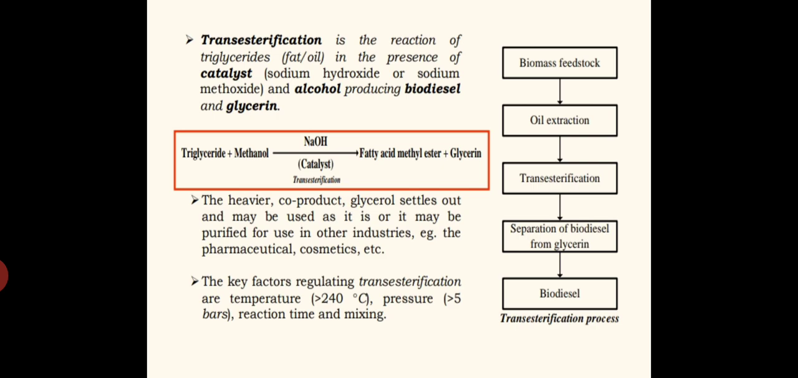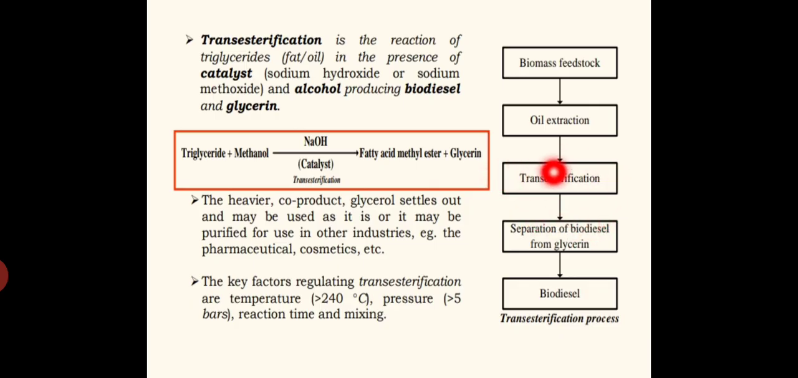So for every oil it depends. So it is not the same for every oil. So that we have to identify for the production of the biodiesel. It is not an easy process. So actually what happens in the transesterification process, see, from the biomass feedstock we will be extracting the oil. So that oil is used for the transesterification to produce the biodiesel.